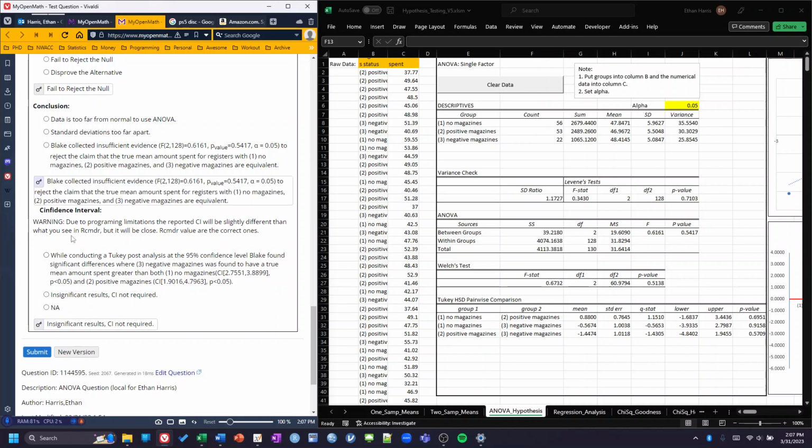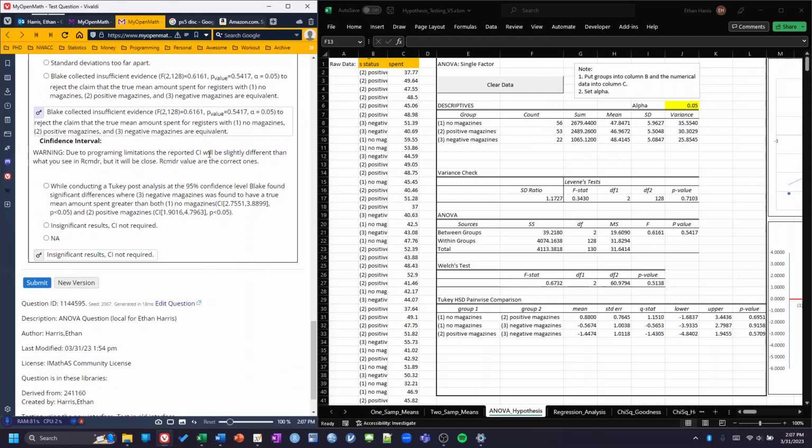Now, there's a warning here that due to programming limitations, the reported confidence interval will be slightly different than what you see in R Commander. That was another program that we used, but they're going to be slightly different than what you see in Excel. They're going to be close, but again, because of some programming limitations in my Open Math, they will be slightly different. They'll be close, but they'll be different. Okay, so before we go on, even though we don't need a confidence interval, let's see where we would get them if we did have them.